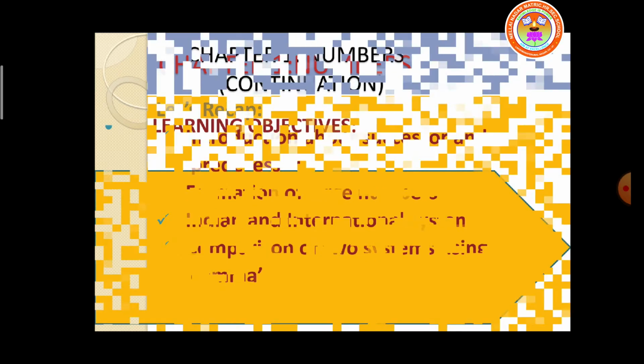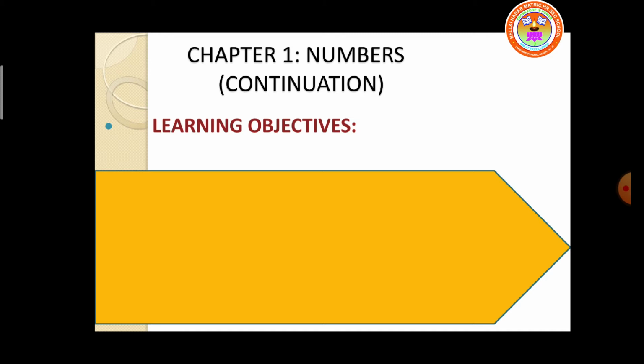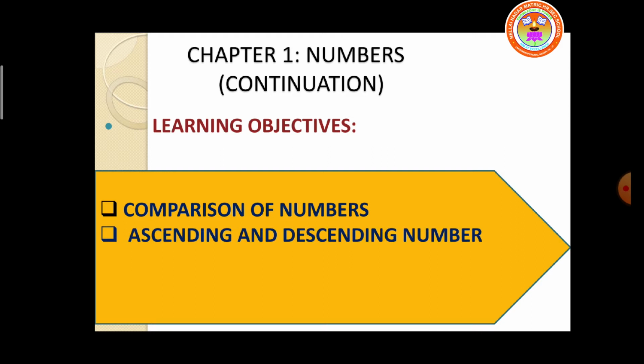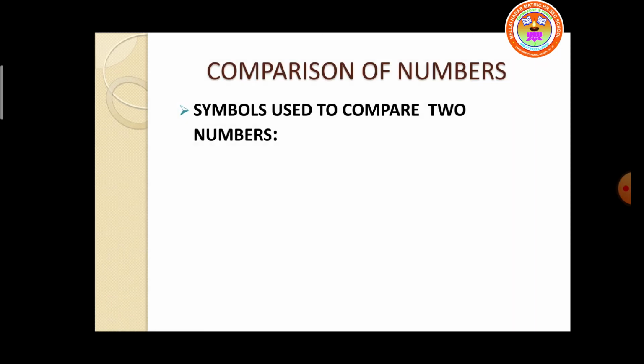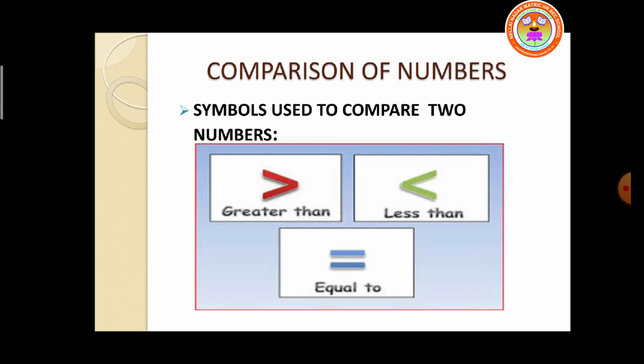Chapter 1, numbers continuation. Okay, let's see the learning objectives. Comparison of numbers, ascending and descending order, creating new numbers, and exercise problems. First, comparison of numbers. Symbols used to compare two numbers are greater than, less than, equal to.